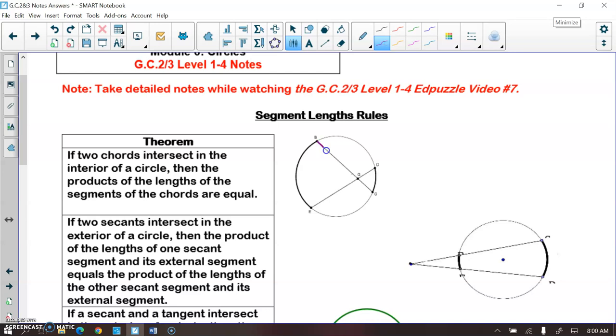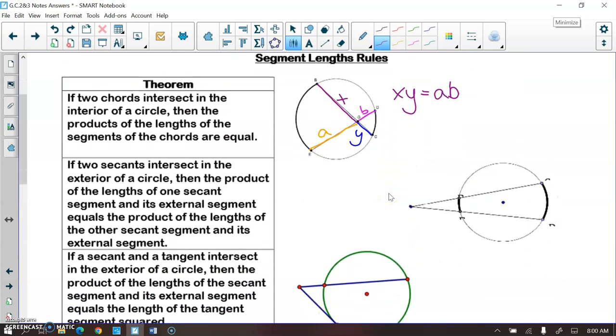What that means is that if I labeled this X, this Y, this A, and this B, if we took X times Y, that would equal A times B. So that's one of the rules.